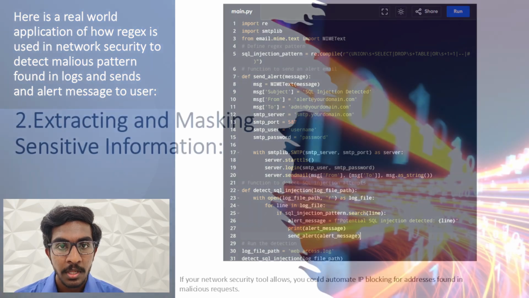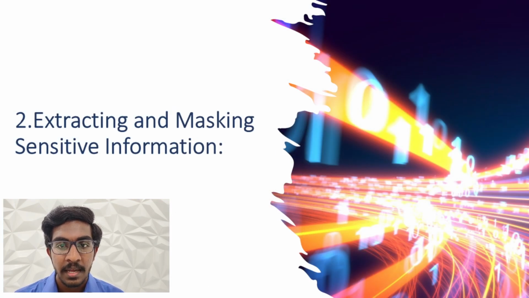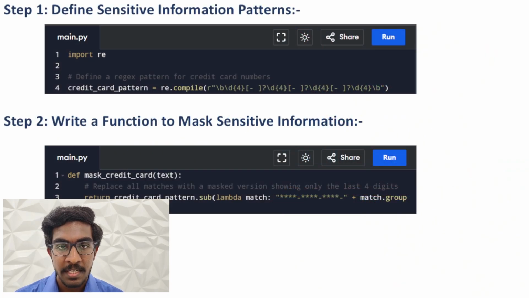So let's move on to the next topic, which is extracting and masking sensitive information. This application is also widely used in the banking sector. Here also we will use step-by-step analysis to understand this process clearly. We are using re.compile, which returns an object and stores it in a variable, which can be used to search the files later on to see if there is any match.